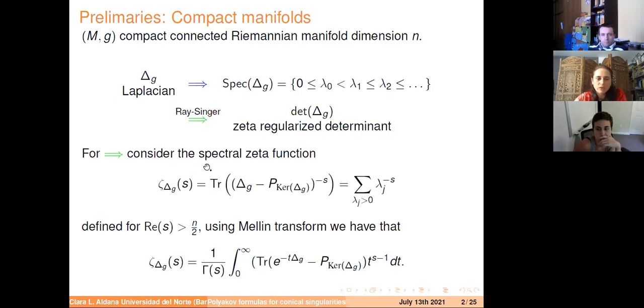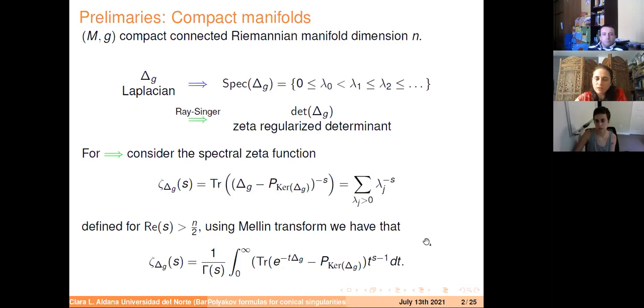For this, we consider the spectral zeta function, which is just the trace of this operator, the resolvent minus the projection on the kernel, to the power of s. It's given by the sum over the positive eigenvalues of lambda_j to the minus s. This is the spectral zeta function, defined for a complex parameter s with real part of s bigger than n over 2. For real part of s bigger than n over 2, this series converges.